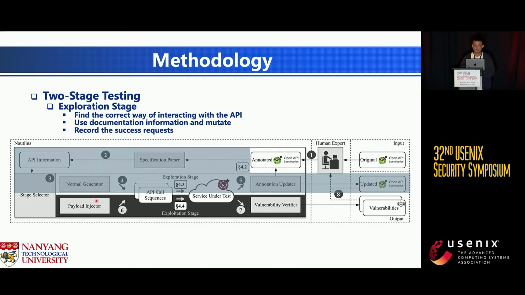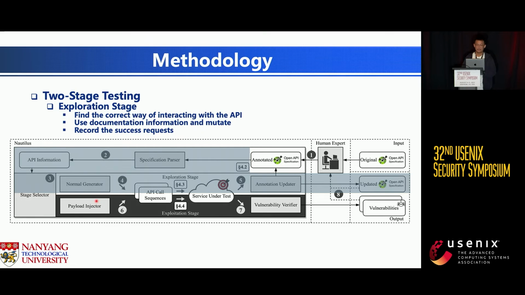Well, in the second step, Nautilus performs a 2-stage testing. The 2 stages are the exploration stage and the exploitation stage. Well, the idea behind this is straightforward. In the first exploration stage, Nautilus searches for the effective testing sequences by first generating the test sequences based on the annotation, and then it dynamically validates these sequences. So these test sequences explored will be further used for the exploitation stage.